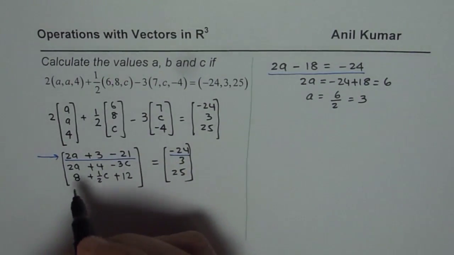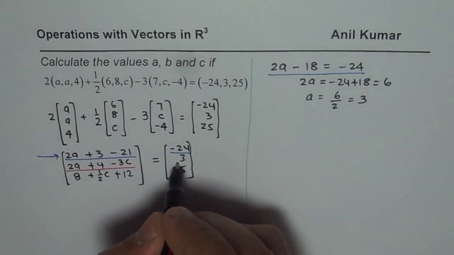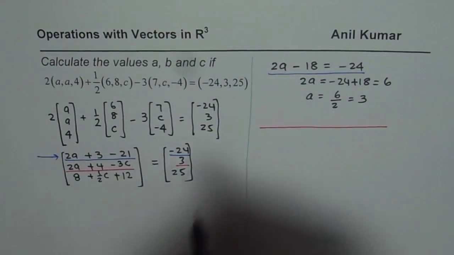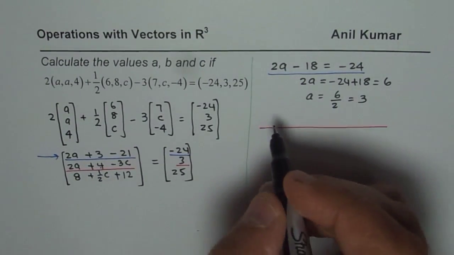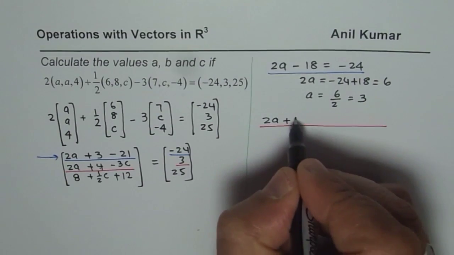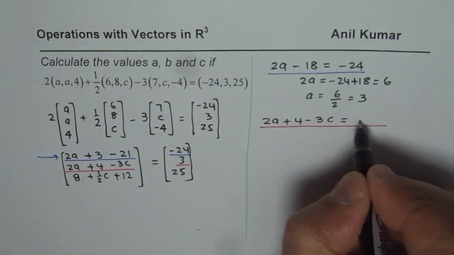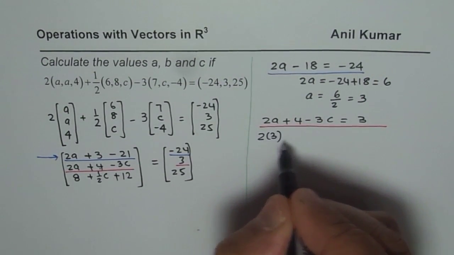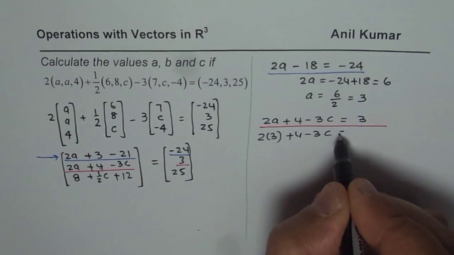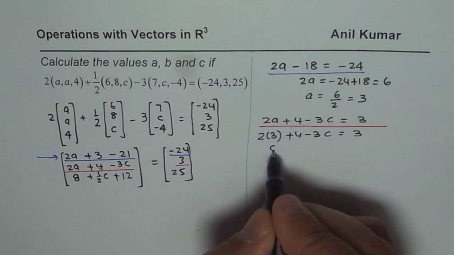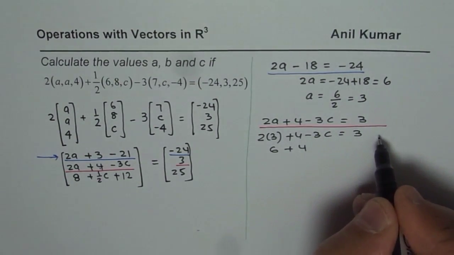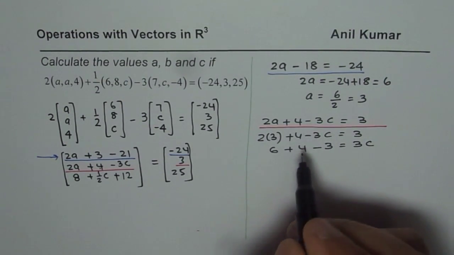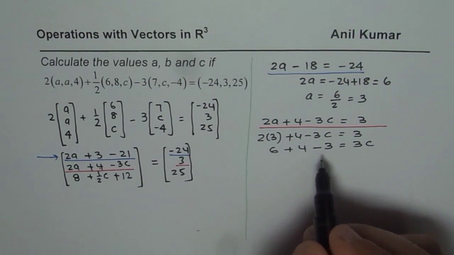Now let us look into the second row, which is this one. So let me write down this equation here. This equation for us is 2a plus 4 minus 3c, so we say 2a plus 4 minus 3c equals 3. We know a is 3 for us. We'll substitute 3 here. So we get 2 times 3 plus 4 minus 3c equals 3. That is 6, so we get 6 plus 4. Let's take 3c to the other side and bring the number here: minus 3 equals 3c. Is that okay? We just changed it. So 10 minus 3 is 7.